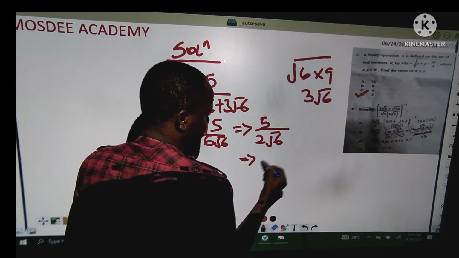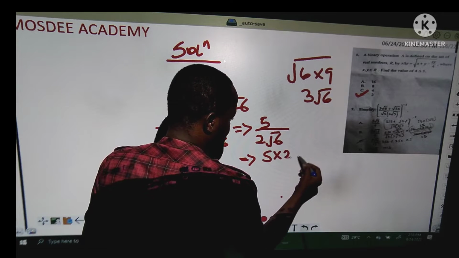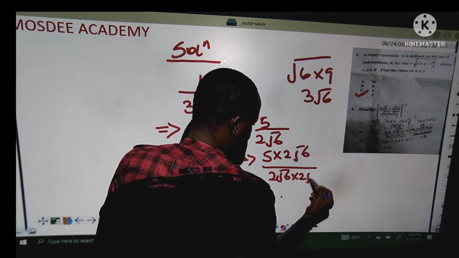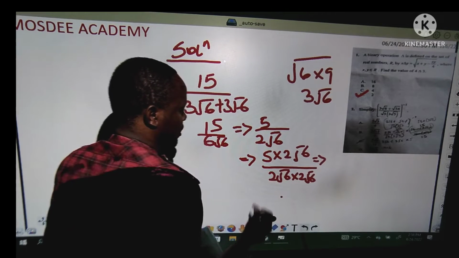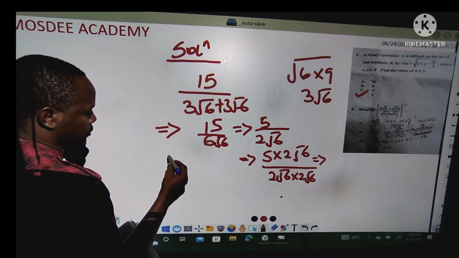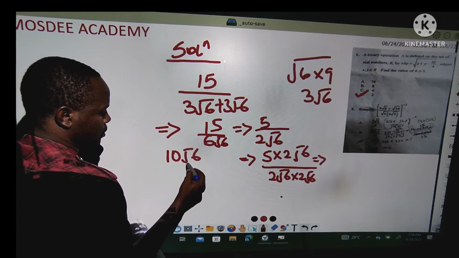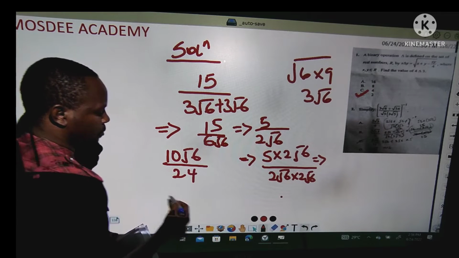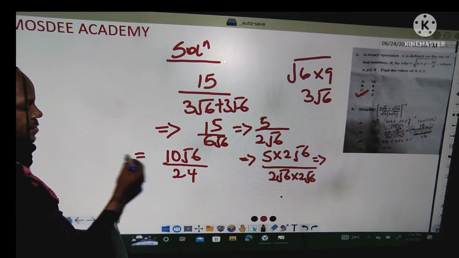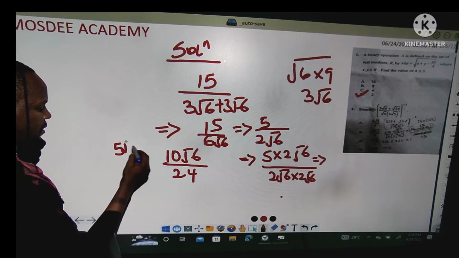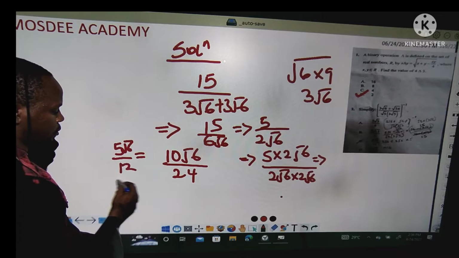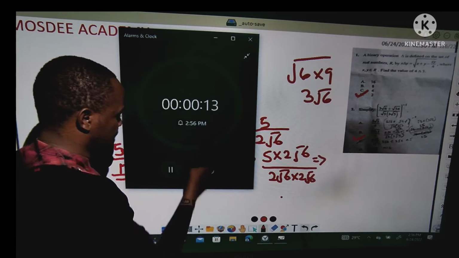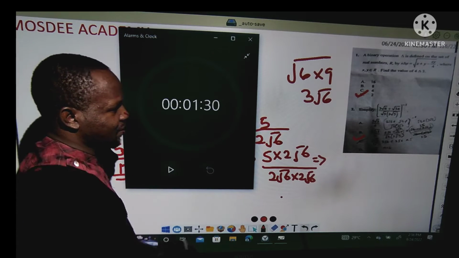It will give you 6. So multiply 5 times 2 root 6 over 2 root 6 times 2 root 6. Then you are going to have the answer that is there. So you can say this is 5 times 2 is 10 root 6 over 2 root 6, that's 4 times 6, over 24. Simplify this, that's 5 root 6 over 12. So that starts with this option. I think I was able to make it. Yes, I was. So that's the second question.